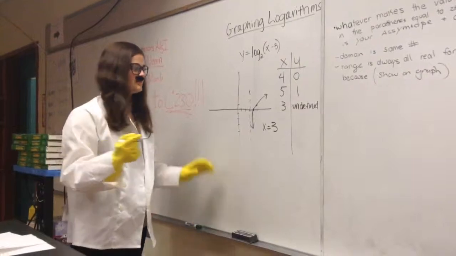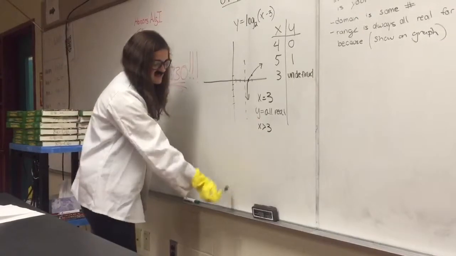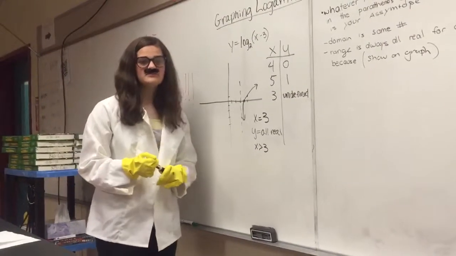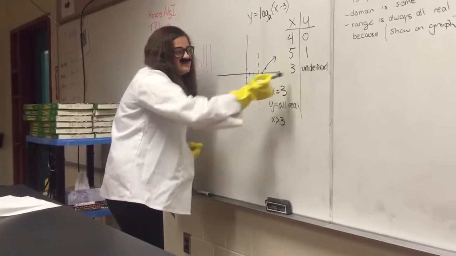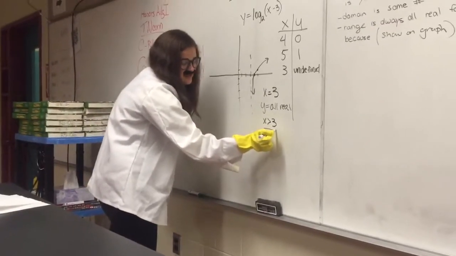Since this is a logarithm, we can conclude that y is all real because they go all the way down and all the way up. However, the x values, called the domain, have to be greater than 3 because 3 is undefined. So therefore, we would write x is greater than 3.